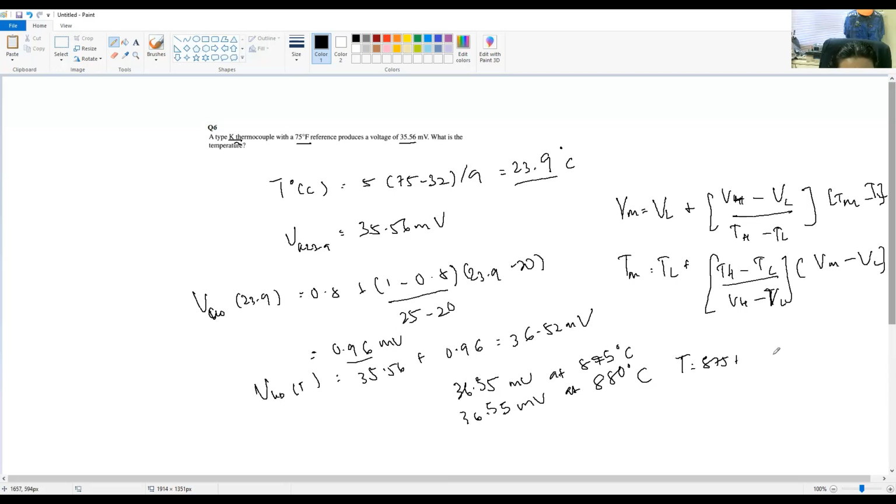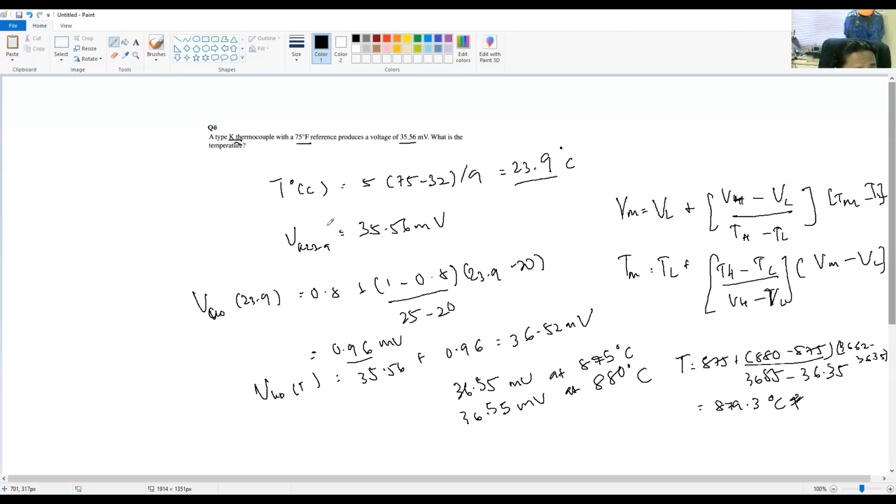So 875 plus, 36.55 minus 36.35, 36.52 minus 36.35. You can use your calculator to get the temperature. So the temperature will be 879.3 Celsius. This is the temperature for the K thermocouple at the reference 75 Fahrenheit.